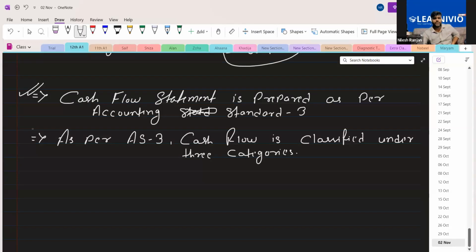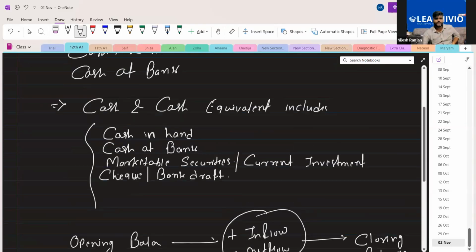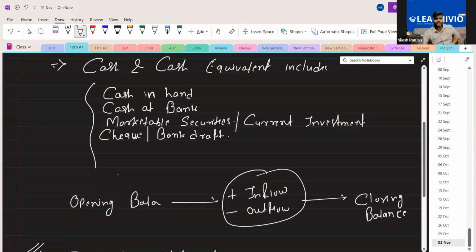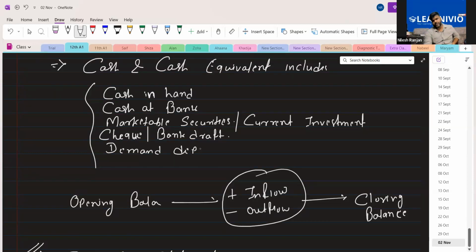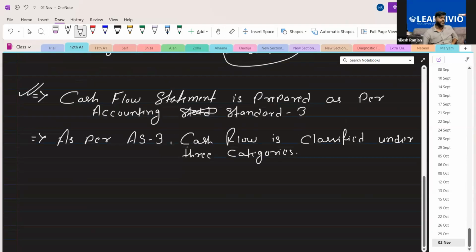Actually, there is one more thing. Check, bank draft. Demand deposits. Here, if you have some space, please write this: demand deposit with bank.